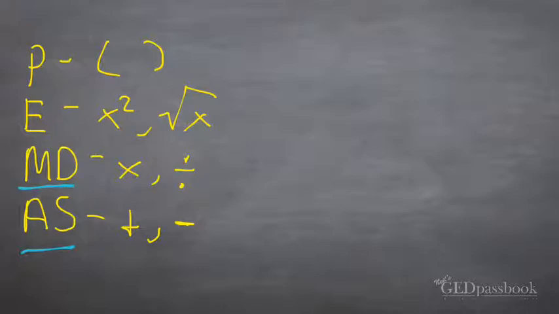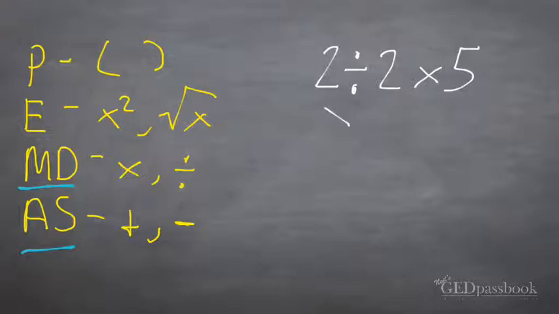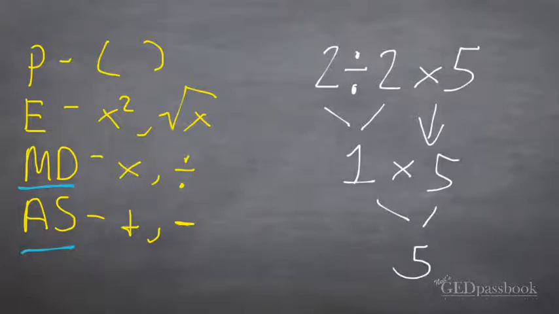So if you have a problem like this, you must do the division first because it comes first. It comes from left to right. You see that? You just do this one first. What's 2 divided by 2? Then you bring down the times 5, and then you do the multiplication. What is 1 times 5? And that's your answer.